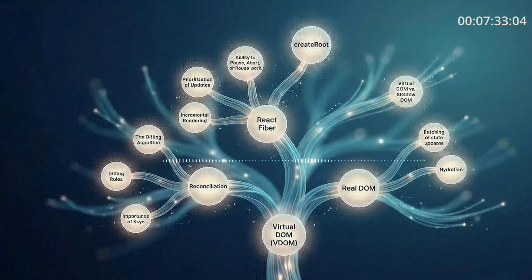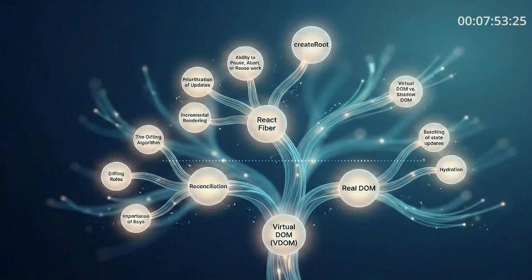Fiber was a complete rewrite of React's core reconciliation engine introduced in React 16. It changed everything. So what is Fiber, technically? The VDOM is a tree of objects. What's a Fiber tree? So a Fiber is just a JavaScript object that represents a unit of work. And while it still represents a component tree, it's structured internally as a linked list.